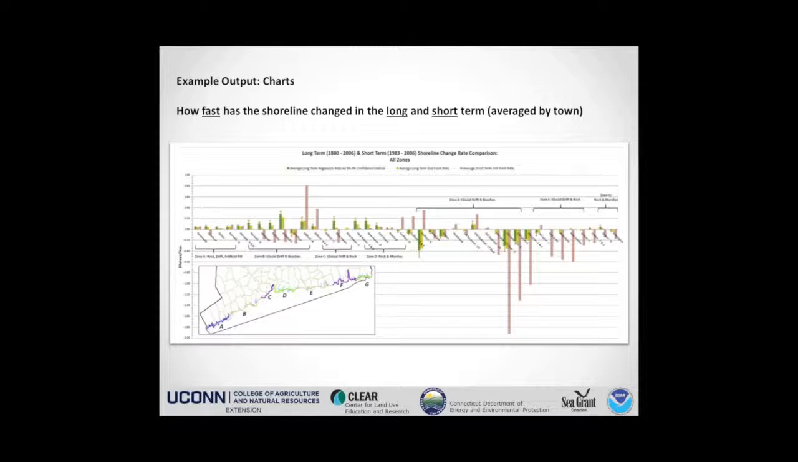So you can look at what's happening in the long term and then what's happening in the short term. And areas that might be interesting are where you had a long-term trend that signifies one direction, say accretion, that's reversed, or now in the short term is looking at an erosional trend, or vice versa.